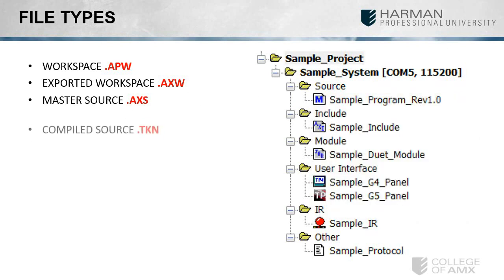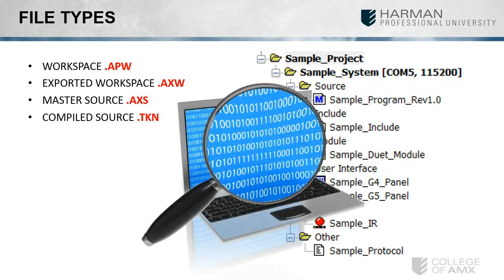TKN files, sometimes referred to as token files, are created when the master source code is compiled. It contains the binary version of the source code and is what the master processor reads to execute the program.